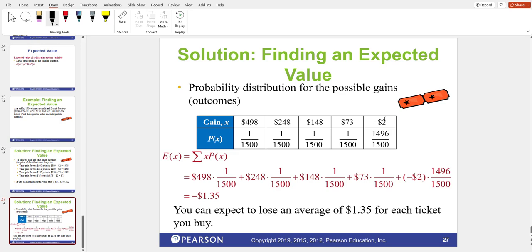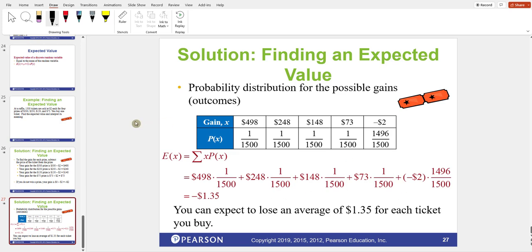So you can go ahead and calculate the mean. The mean is the same as the expected value. It's denoted E of X. So you can take 498 times 1 over 1,500 plus 248 times 1 over 1,500 and so on. And as you can see, you get a negative answer. You get negative $1.35. So you can expect to lose an average of $1.35 for each ticket you buy.